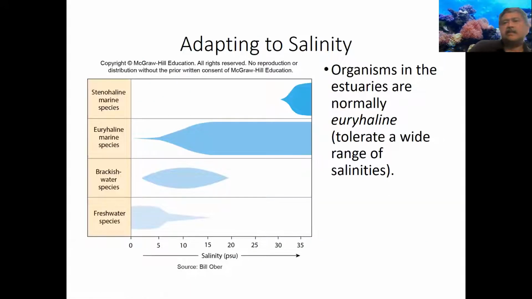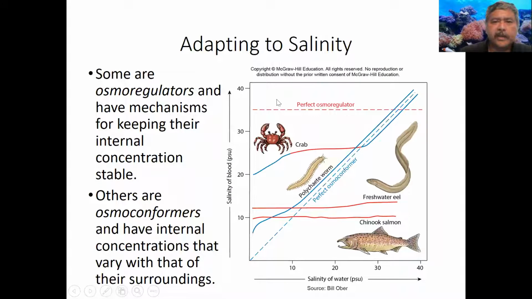All right, now organisms in the estuary are typically euryhaline. Haline means salty, eury means wide. And so it's a good thing these guys can tolerate a wide range of salinities. For many animals, most organisms in the estuary region, they can tolerate fluctuations in that salinity. It's not true for other organisms, but most of them, they can't tolerate a wide range.